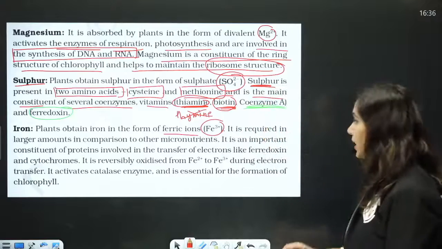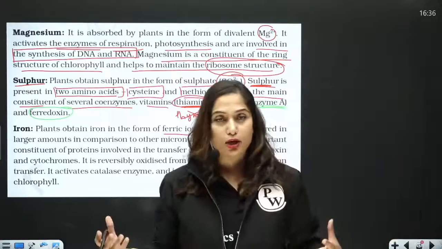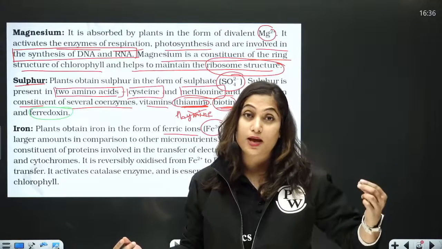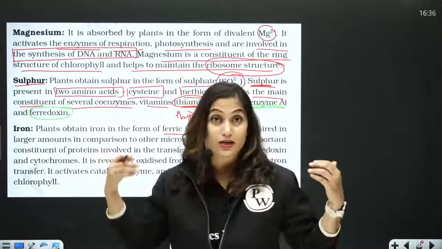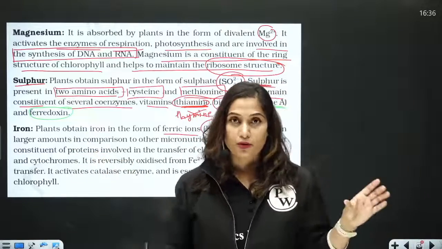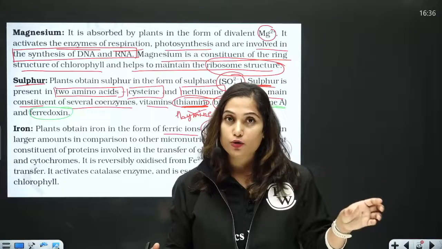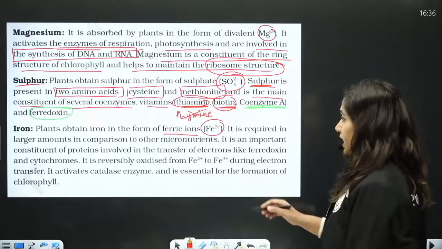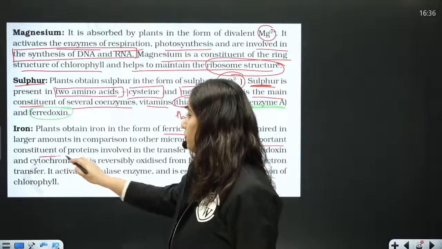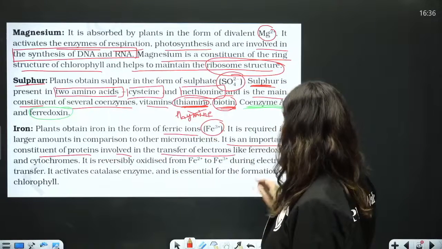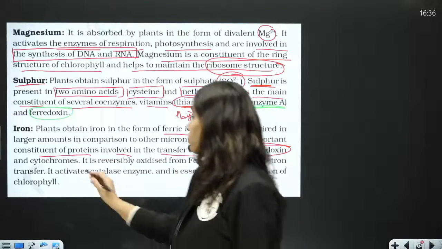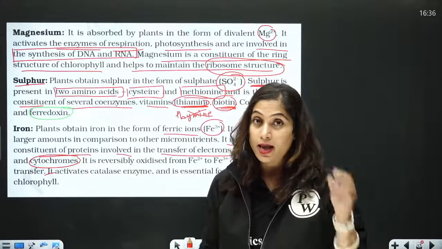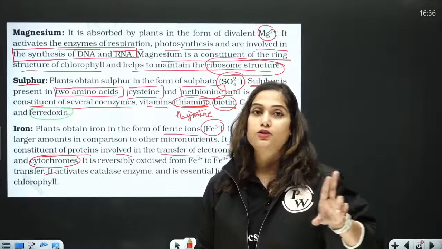Okay, remember this. Yes, in comparison to other nutrients, micronutrients are required in very less quantity, but in comparison to other micronutrients, iron is required in most quantity. That means it is a micronutrient required in most quantity. Okay. It is an important constituent of proteins involved in the transfer of electrons like ferredoxin and cytochromes. You must have heard of ferredoxin in the ETS, electron transport chain, right? And cytochromes are required in the electron transport chains.